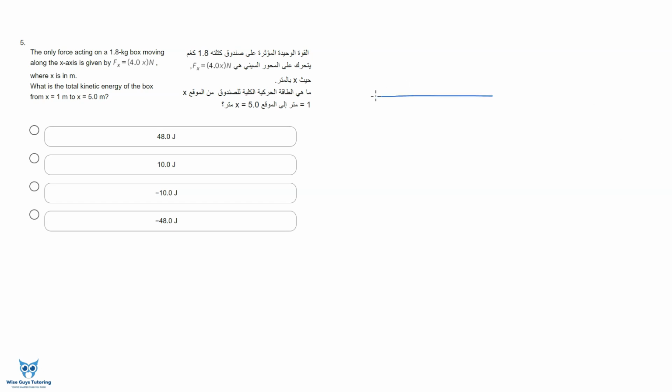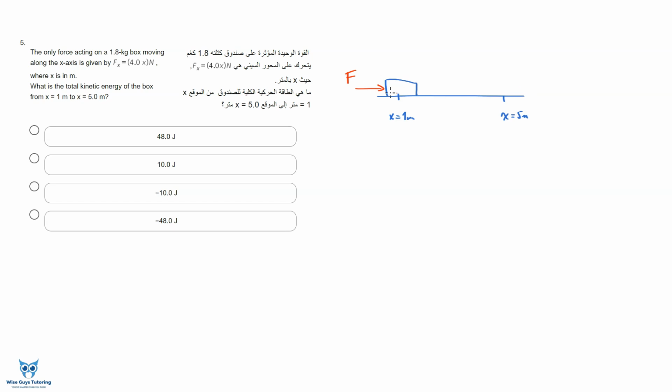So here's the box. Let's say we're over here. This is x is 1 meter. So it's a positional thing. And this is x is equal to 5 meters. And you have this box over here, and this box is being pushed. But this force is not constant. This force is a function of its position.